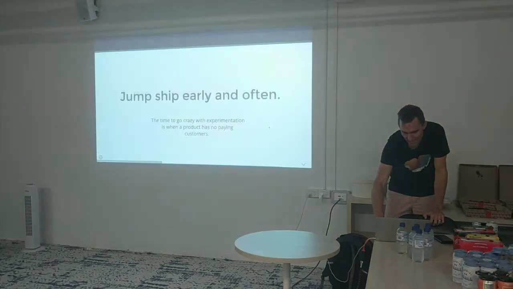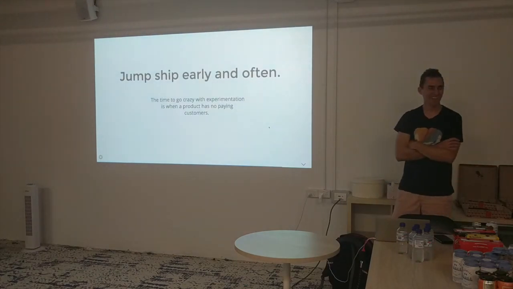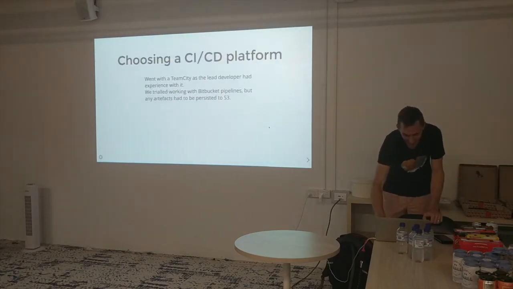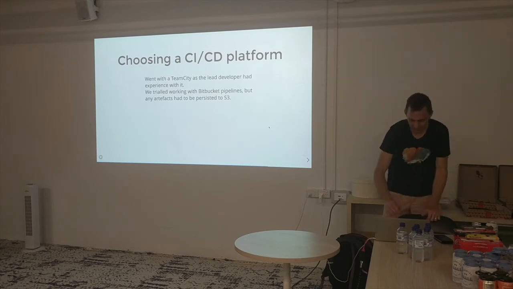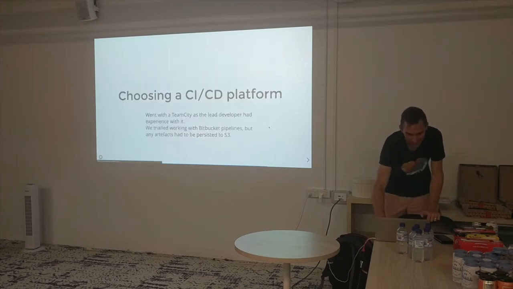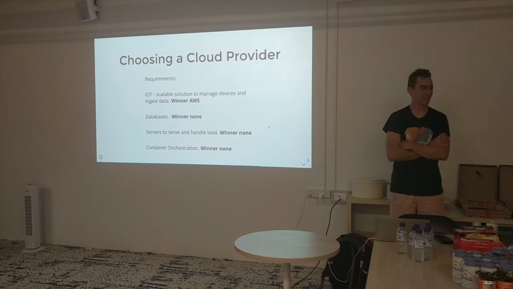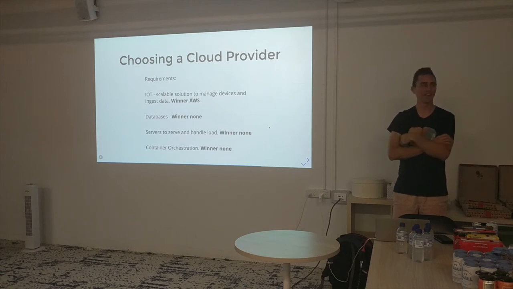What were some of the key lessons? Can I just jump back quickly? When you said, what was the winner in the database? None. What was the winner in the other thing? None. It's so cheap. They were just equal. I should have written equal. I hadn't really decided. So you didn't really care, you just went with AWS because you were on AWS. Because of IoT. And we wanted to keep everything together. We didn't want to have split things.